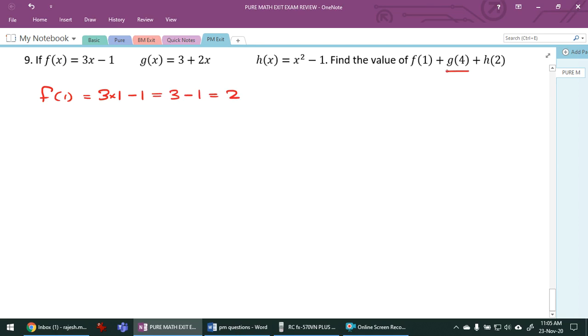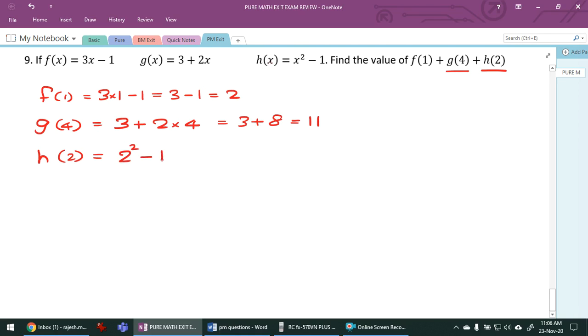Now we should find g4. So you have to look at g. Change x to 4. So equal to 3 plus 2 into 4. This x will be changed to 4. Equal to 3 plus 8 equal to 11. 4 into 2 is 8, 3 plus 8 is 11. Now we have to find h of 2. So we have to look at h. Change x to 2. So 2 square minus 1. x square minus 1 means 2 square minus 1. That is 4 minus 1 equal to 3.